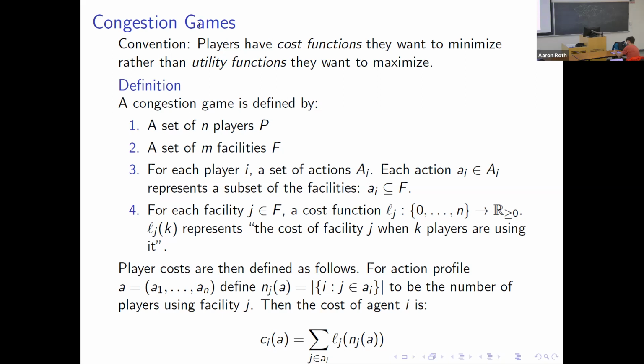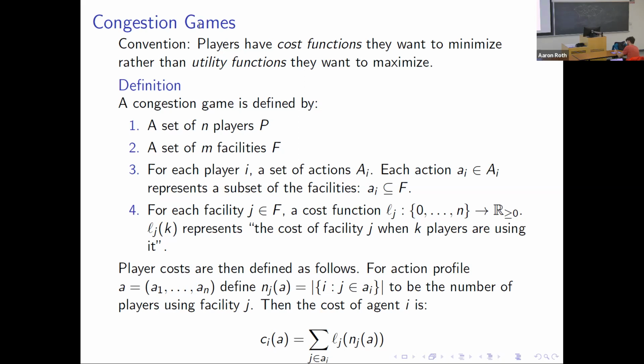Okay, so each player chooses an action, which is a subset of the facilities. And given such a play profile, I can now ask the question, on each of the facilities, given what everyone is doing, how many people are using that facility? How many people have played an action that contains as an element that facility J? So I'll just write as shorthand n_j of A to mean, at action profile A, how many people are playing on facility J?